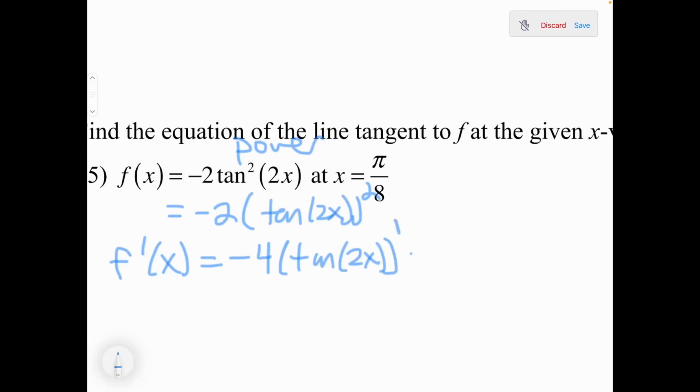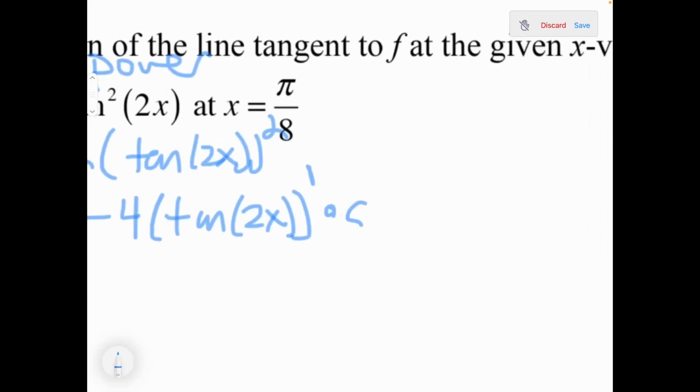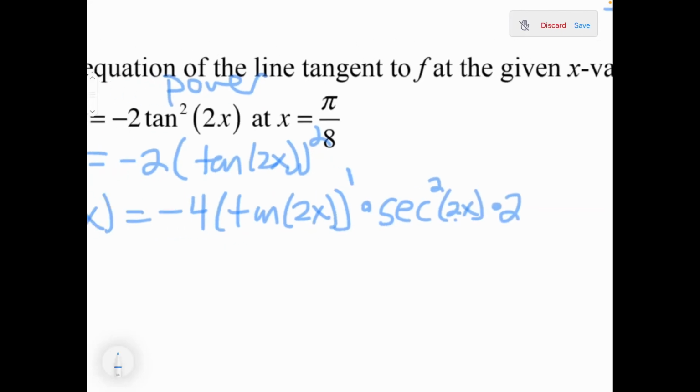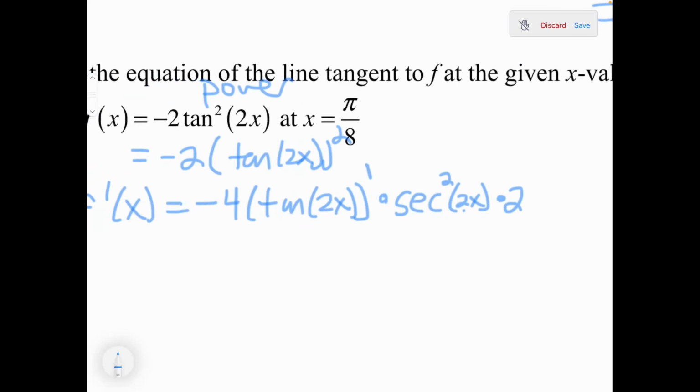And that's going to be to the first power, times the derivative of tangent, which is secant squared 2x, times the derivative of 2x, which is just 2. We can go ahead and plug in pi over 8 if you want. We can clean this up a little bit. I'm going to multiply the -4 and the 2 together. I get -8 tangent 2x times secant squared 2x.